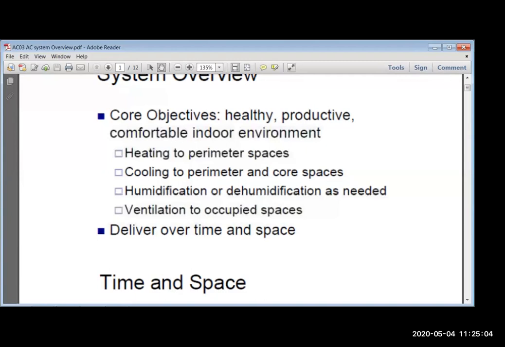The core objectives of air conditioning systems are a healthy, productive, comfortable indoor environment, heating to.